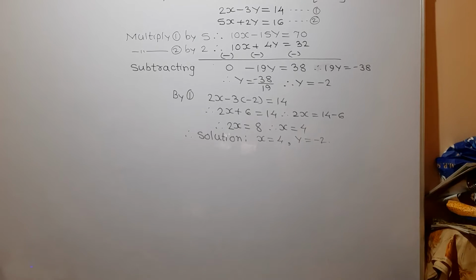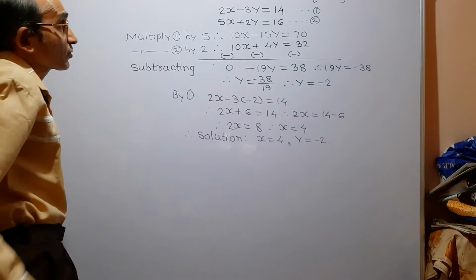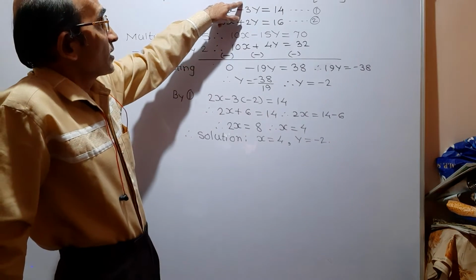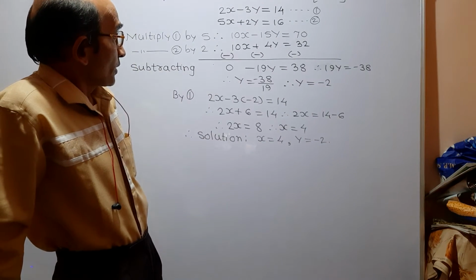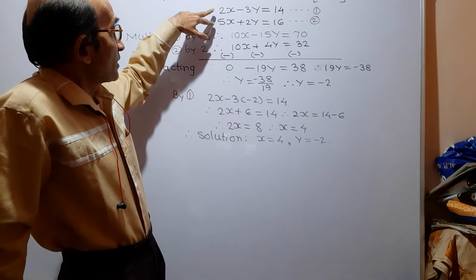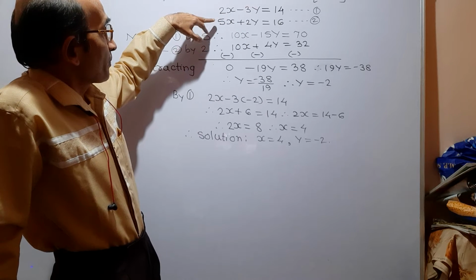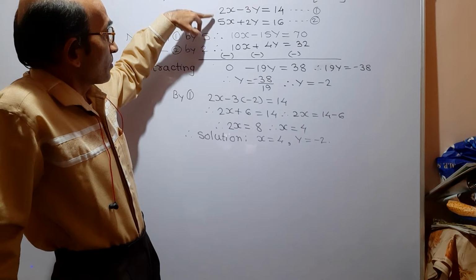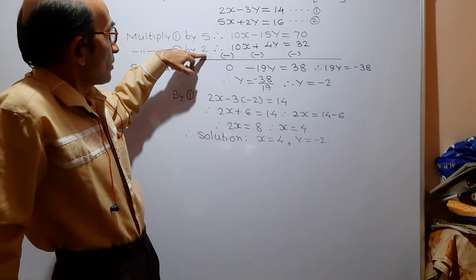So in this method, to solve linear simultaneous equations, that is by elimination by equating coefficients, we equate the coefficient of any one variable, either x or y. In this example, we equate the coefficient of x. For that purpose, multiply the first equation by 5 and the second equation by 2.